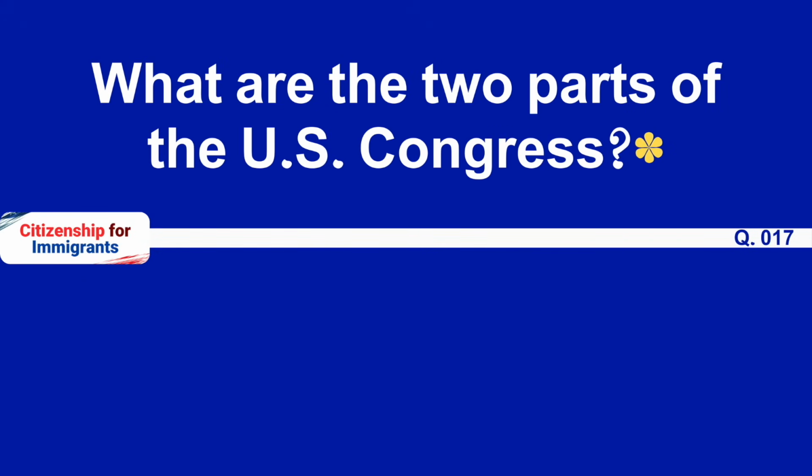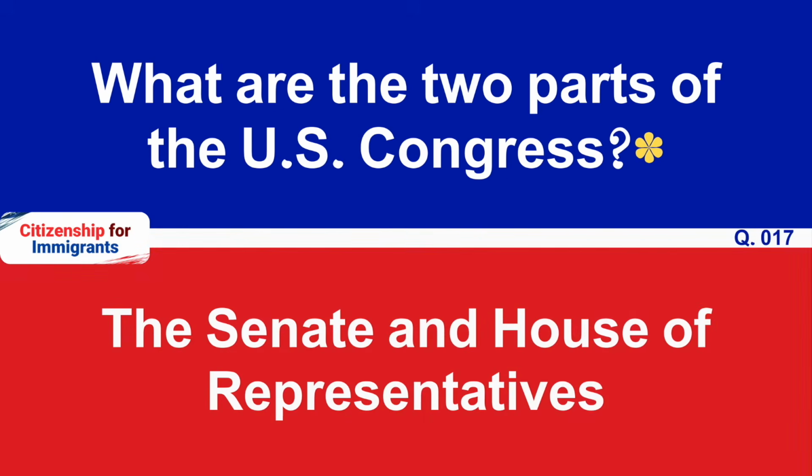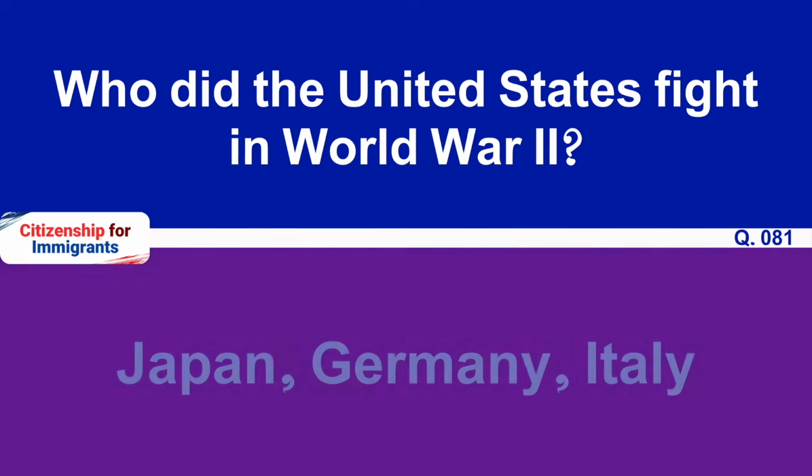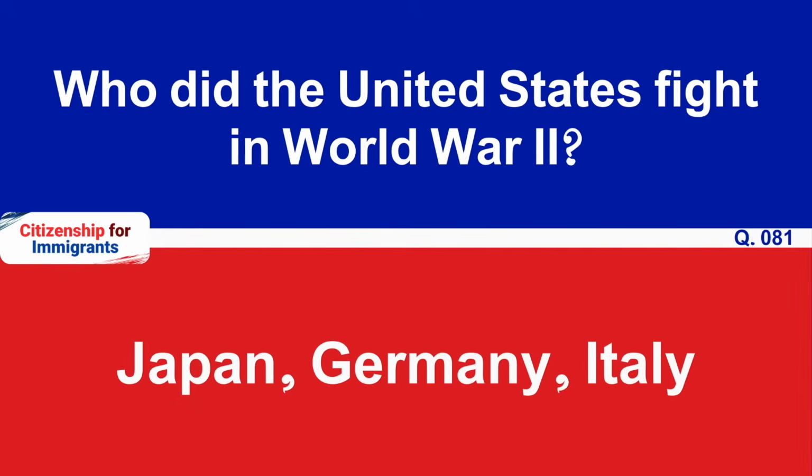What are the two parts of the U.S. Congress? The Senate and House of Representatives. Who did the United States fight in World War II? Japan, Germany, and Italy.